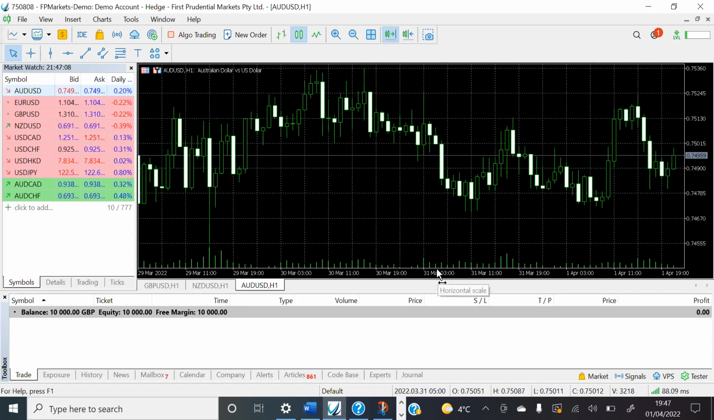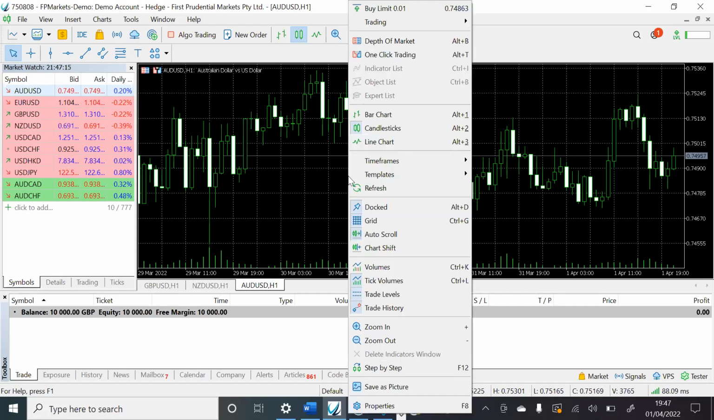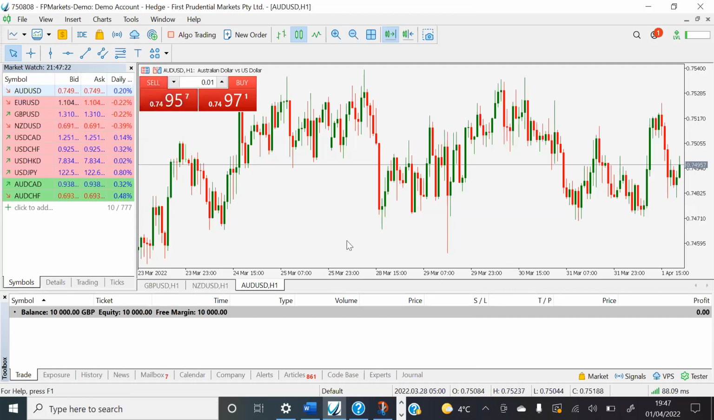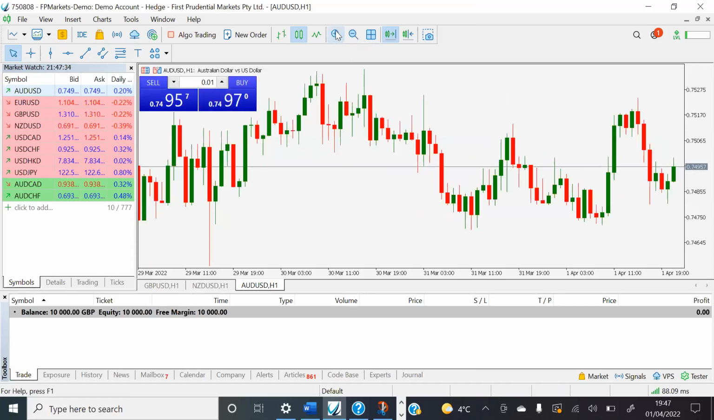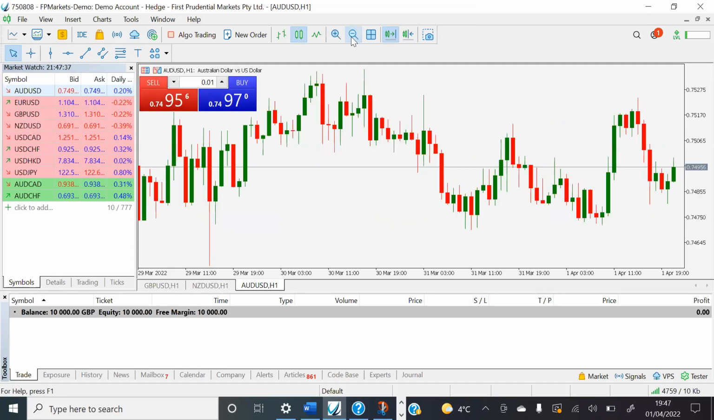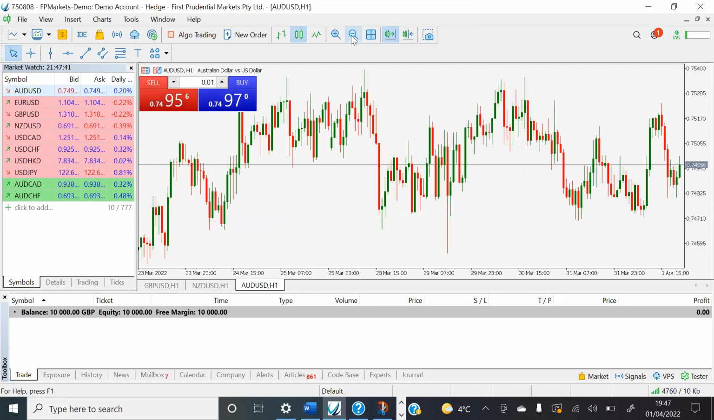Okay, so now we want to get the exact same chart, the blank chart. So right click into the chart now, please, and then go to template, and then go to Dave's template. Scroll down to Dave's template, and then we've got our template ready. Now I want you to zoom in to the chart so we can see it. And then we're gonna zoom out now. When you zoom out, we can see a lot more of the chart.